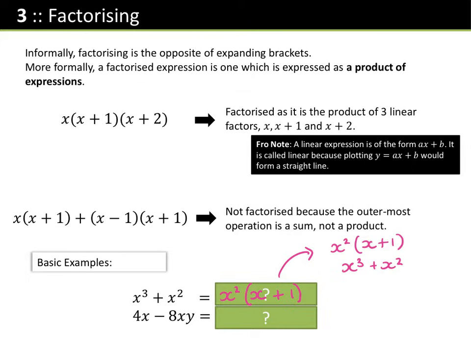Now for the second one, we have a common factor of x, and 4 and 8 are both multiples of 4. So we also have a common factor of 4. So I'm going to take 4x outside. 4x times what is 4x? That is 1. 4x times what is minus 8xy? That's going to be minus 2y. And again, if you're not sure, you can always double check.